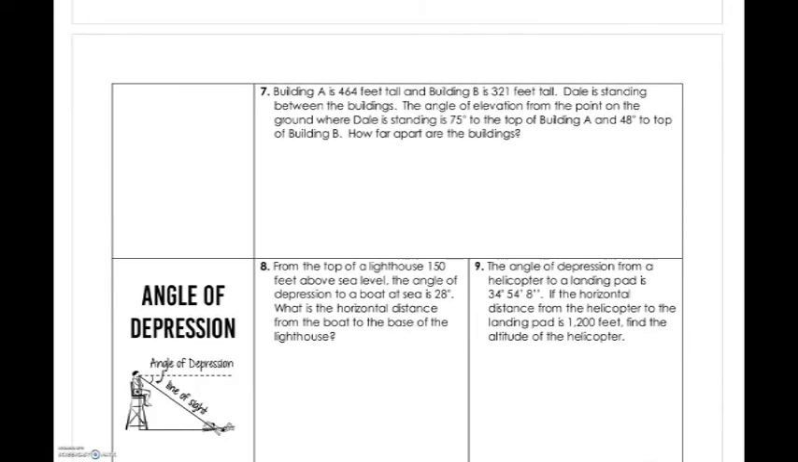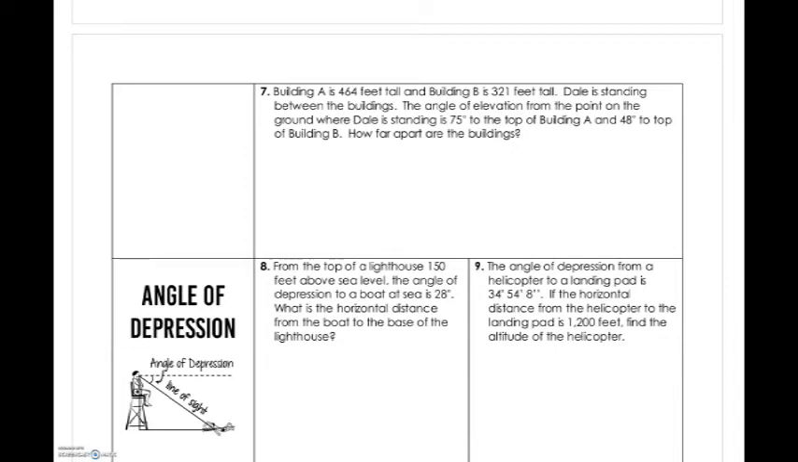Number 7, building A is 464 feet tall and building B is 321 feet tall. Dale is standing between the buildings. The angle of elevation from the point on the ground where Dale is standing is 75 degrees to the top of building A and 48 degrees to the top of building B. How far apart are the buildings? So again, I don't want to work this out for you entirely, but I want to help you get started.